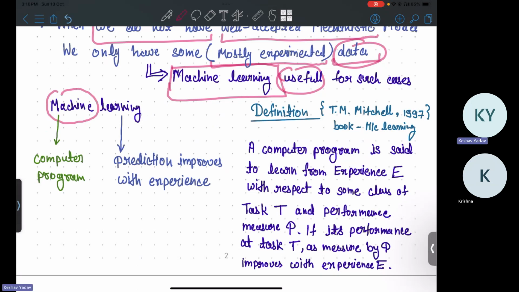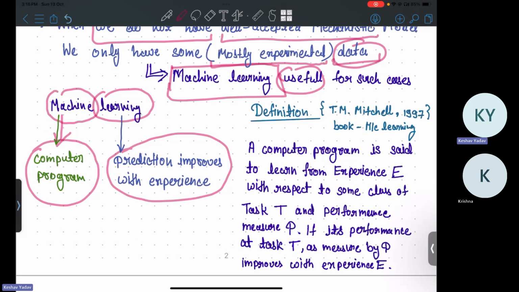It is made of two terms. First is machine, second is learning. Machine means a computer program, and learning means its prediction will improve with experience. What kind of experience? Mostly the bad experience, when we have a large error.